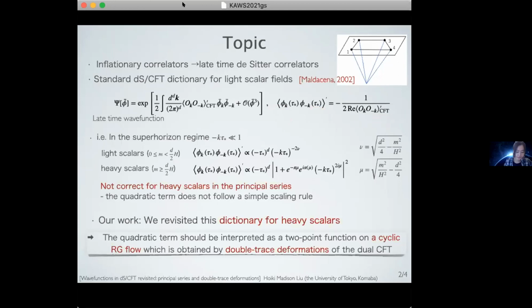But if we calculate the two-point functions, for example, in the super-horizon region, we find that for light scalars, this dictionary is indeed valid. But for heavy scalars, the two-point function does not follow a simple scaling rule, so it is not precisely correct for heavy scalars in the principal series. So in our work, we revisited this dictionary for heavy scalars, and we found that the quadratic term in the wave function should be interpreted as a two-point function on a cyclic RG flow, which is obtained by double trace deformations of the dual CFT.